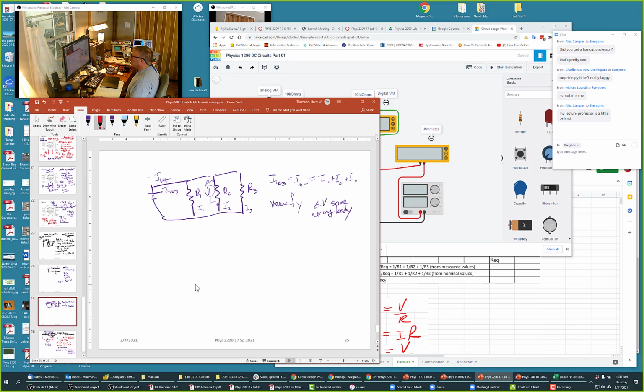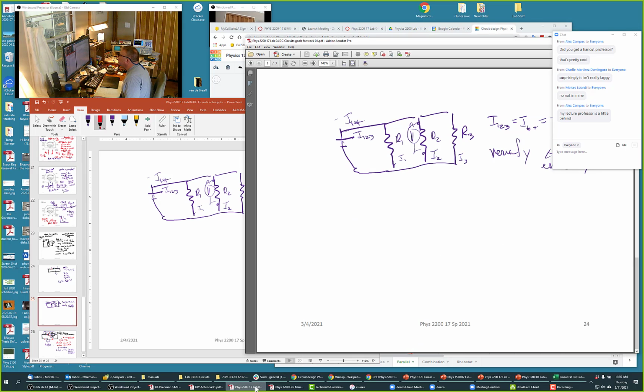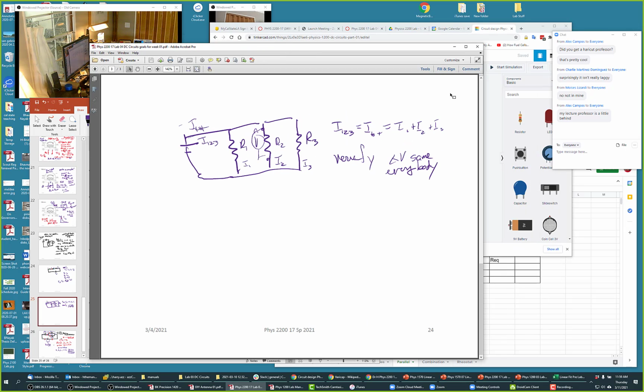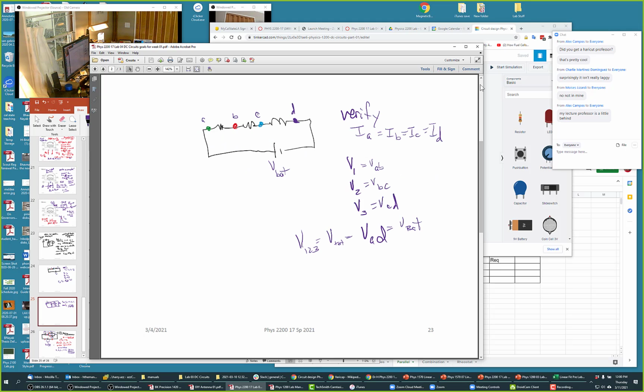I think I did... Yeah, somewhere here I have it. Well, in principle, you wrote it down in your notebooks. You're to verify the currents, verify the currents added up properly, verify the rules of combination, and then in series circuits, something similar.